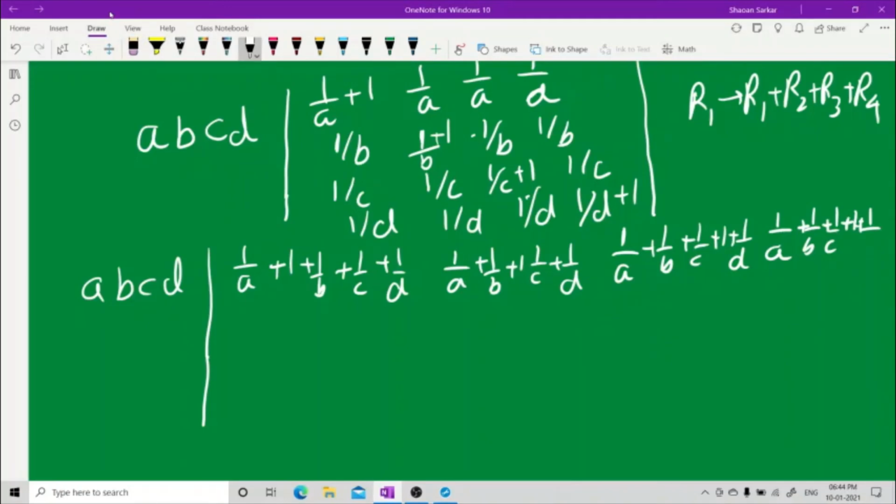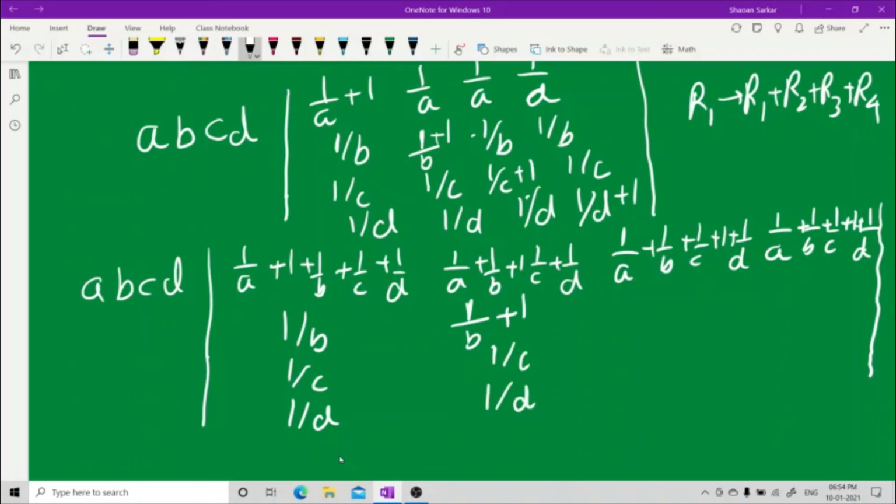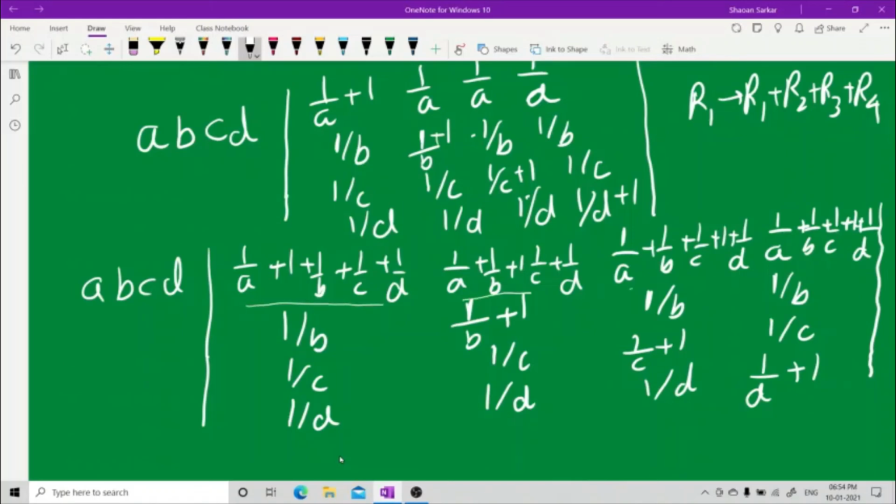This is now D, and let me draw the complete matrix. Now 1 upon B, 1 upon C, 1 upon D. Here I have 1 upon B plus 1 upon C, 1 upon D. This is going to be 1 upon B, 1 upon C plus 1 upon D, and 1 upon B, 1 upon C, 1 upon D plus 1. Now this whole thing is common in the first row. I'll take this thing out.